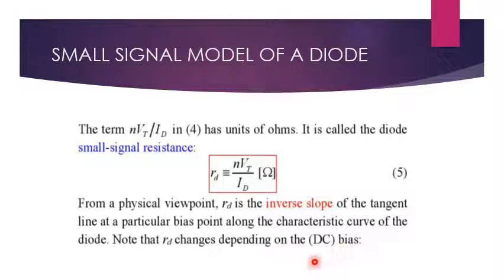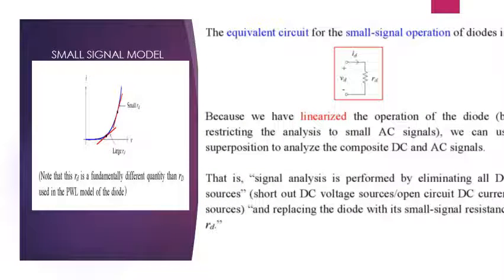Okay, that is, if your Q point is exactly at the point which I have specified in the plot here. So your Rd value is eta Vt by Id. Now if your Q point shifts, your Rd value also changes. Clear? Right. Now, see the equivalent circuit for the small signal operation of a diode.